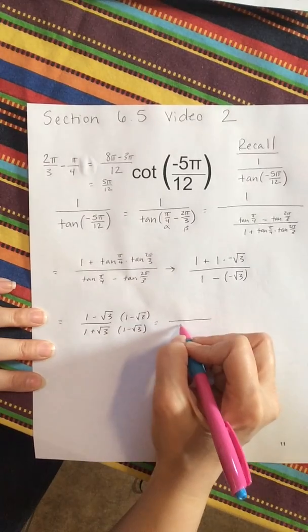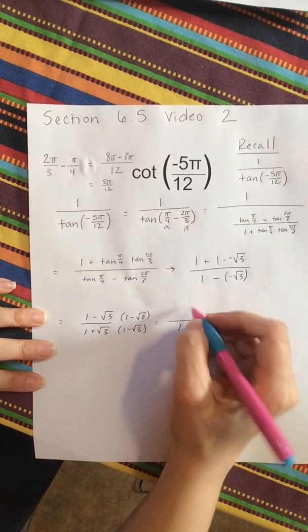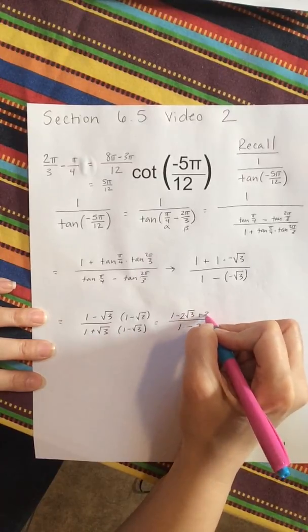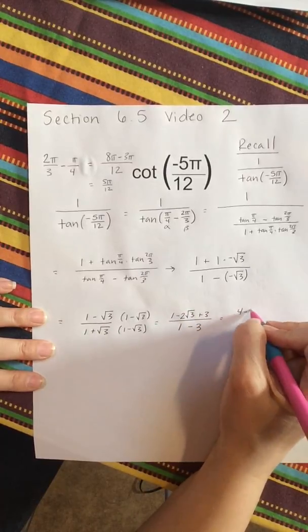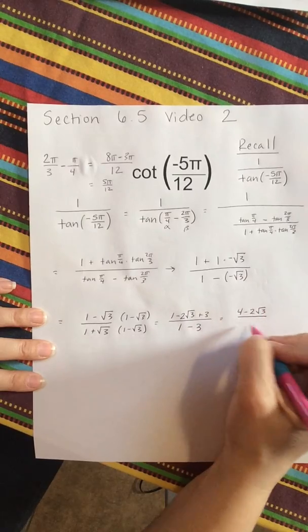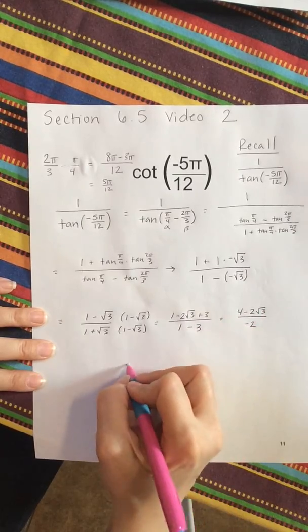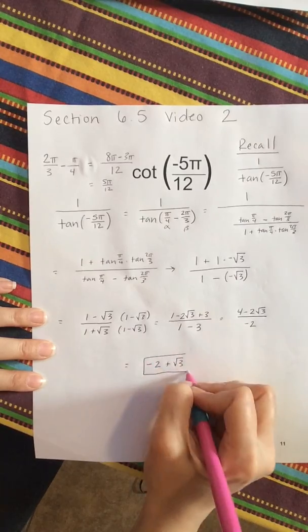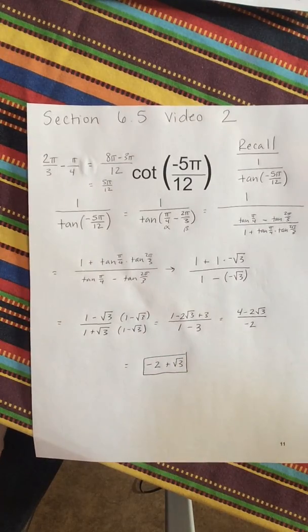So in the denominator, we end up with 1 minus 3, and up top, we end up with 1 minus 2 square root of 3 plus 3. So we have 4 minus 2 square root of 3 over negative 2. Simplifying that, that becomes negative 2 plus the square root of 3. And there's our answer.